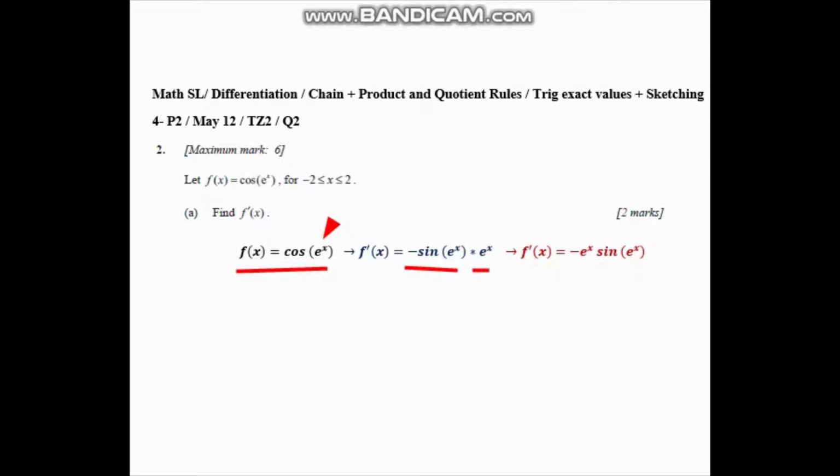Now in the red expression, I've only rewritten the blue expression in a nicer way. Negative e to the power of x sine e to the power of x. This should make things a bit simpler when I try to sketch this using the GDC, which we shall do next. Now pause the video, copy this down if you will. I'm about to start question B shortly.